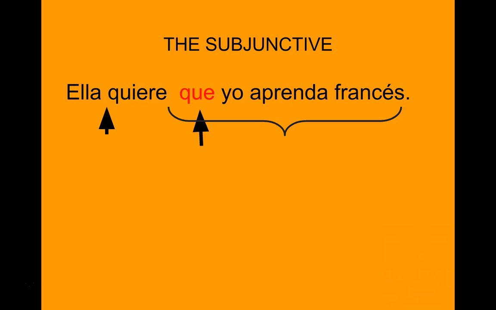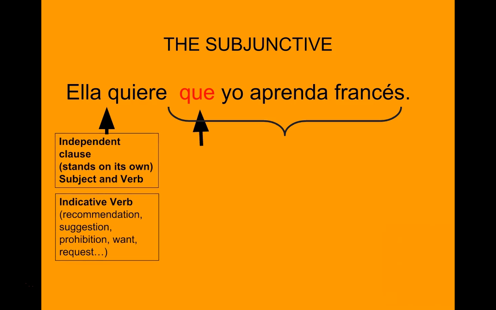So if we break down a sentence that has a subjunctive in it, we have three parts. The first part is the independent clause. The independent clause can stand on its own. It is independent. That is to say, it has a subject and a verb. Ella quiere means that she wants. We could put a period after this, and it would be a sentence that can stand on its own, grammatically speaking. The verb, quiere, in this case, is trying to suggest that somebody else do something.